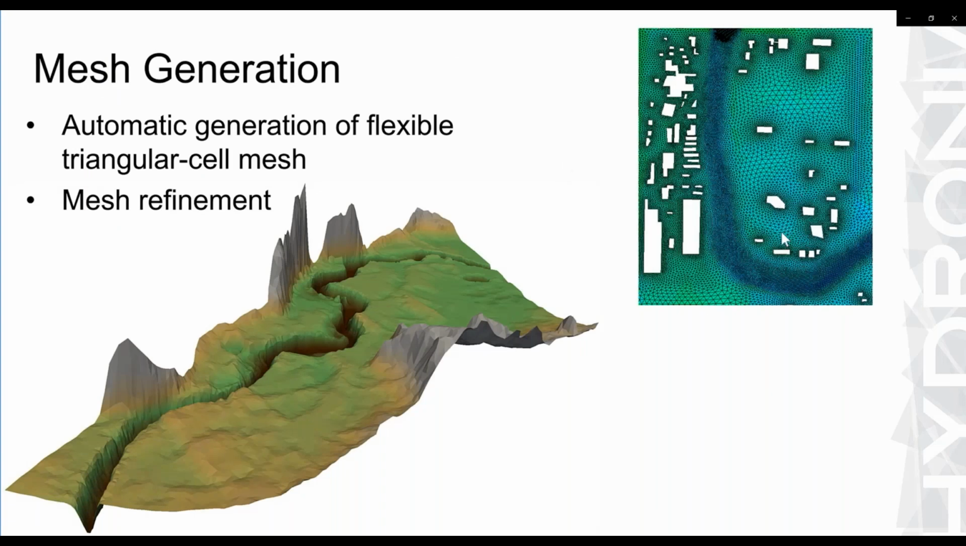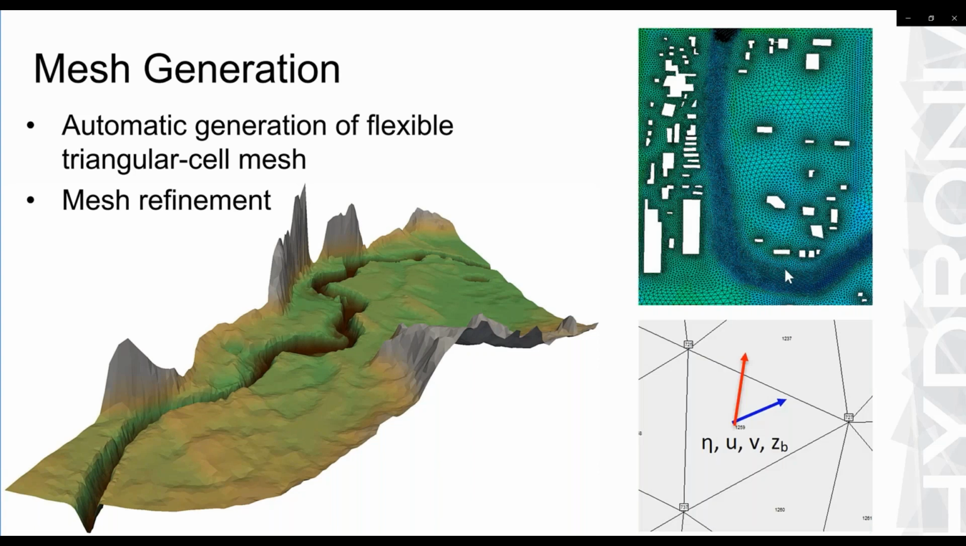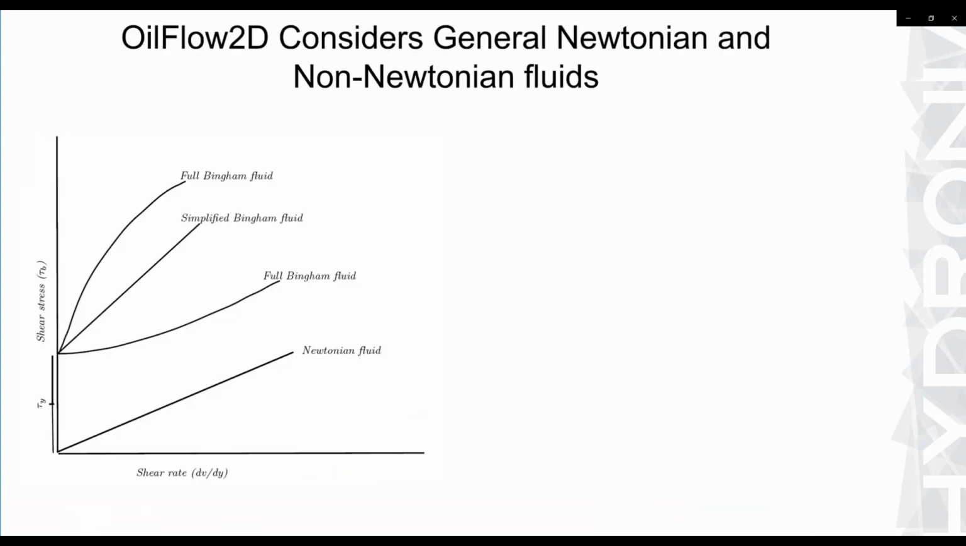The basic computational unit of the model is a triangle, and in the triangle, the model computes the velocity and depth of the oil. And this computational triangle is part of a triangular irregular network that can be adapted to any surface or any environment with obstacles, houses or streets or any other feature in the terrain.